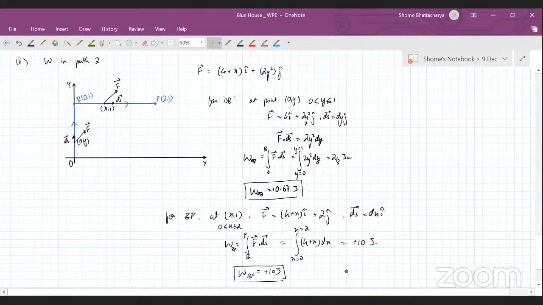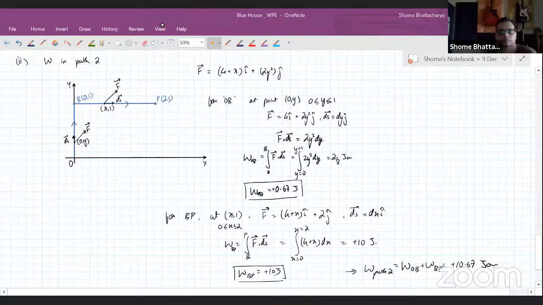So once again, you can see that net work done by path 2 is also 10.67 joules. Okay. So through this now we'll show that if we take any general path also, the work done will come out to be the same. But first make a note of this.